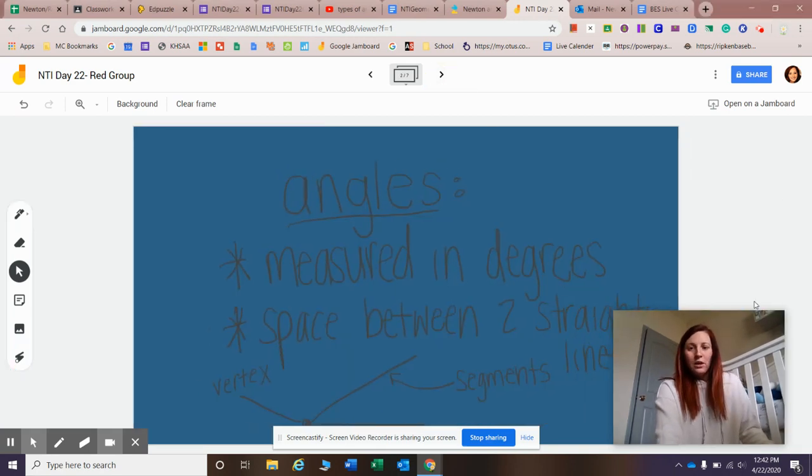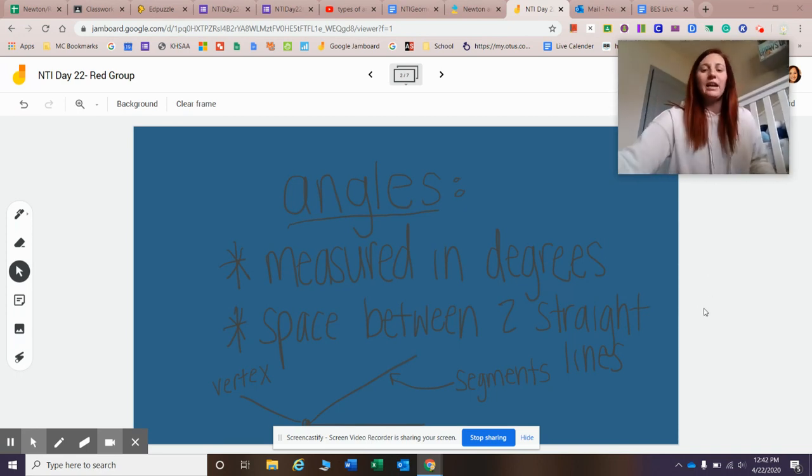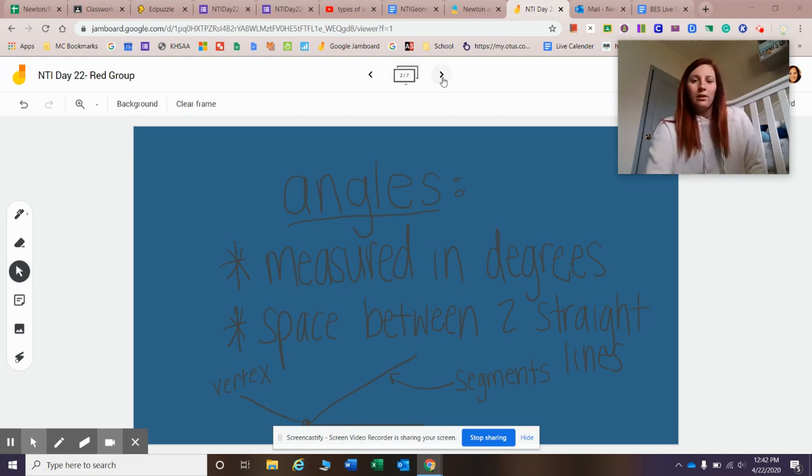So let's get started. Before we can look at types of angles, what is an angle? Well, you need to know that an angle is measured in degrees, like temperature. It is the space between two straight lines, and it's where two straight lines meet, and where they meet is called the vertex. The fancy term for the lines is segments. So the lines that come together are called segments, and the point that they meet at is called the vertex. So we know that we are classifying different angles and we measure them in degrees. Let's look at some different types of angles.